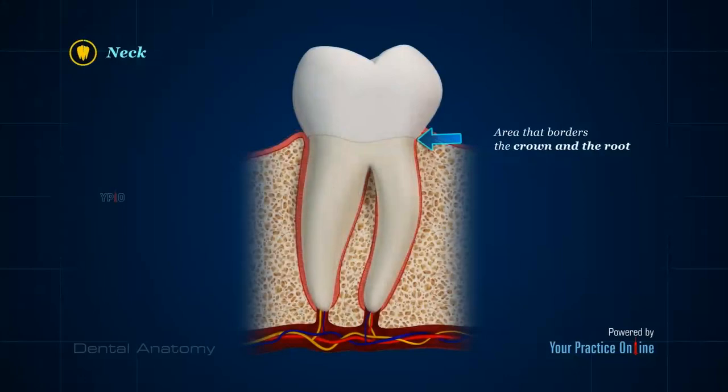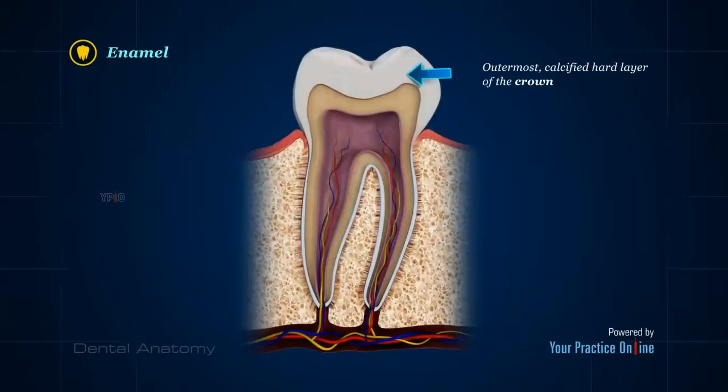Neck. The area that borders the crown and the root is referred to as the neck of the tooth. It is generally close to the gum line. Enamel. This is the outermost calcified, hard layer of the crown. The enamel is even harder than bone.